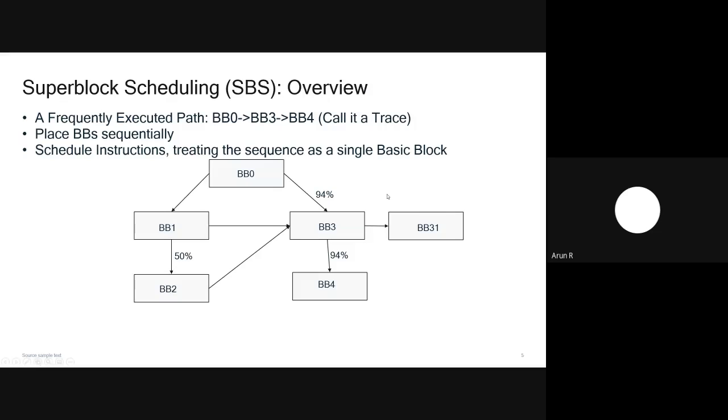So consider this control flow graph where edges are annotated with the frequency with which that particular edge is taken. For instance, we have an edge from BB0 to BB3 with a 94 percent annotation. That means that this edge BB0 BB3 is taken 94 percent of the time, as compared to this edge BB0 BB1, which is taken only 6 percent of the time. So can someone tell what is the most frequently executed path in this control flow graph? A sequence of basic blocks.